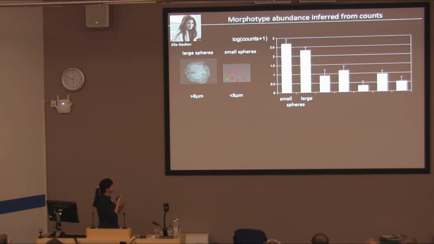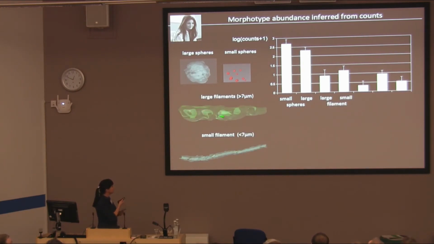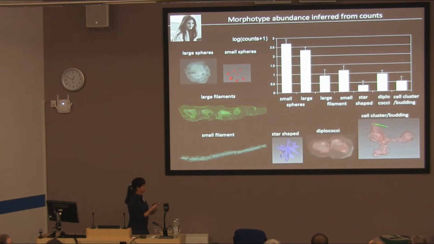But if you count those, and also the filaments, we have large filaments with diameters larger than 7 micrometers, and some that have diameters smaller than 7 micrometers. And then those other morphotypes. If you look at the distribution of those fossils in the Gunflint, we see that we have mostly small spheres, also a lot of large spheres, filaments of varying sizes, and then much less of those other morphotypes.